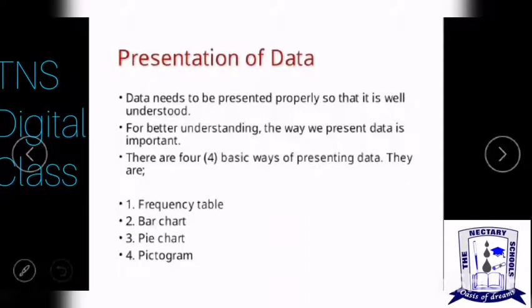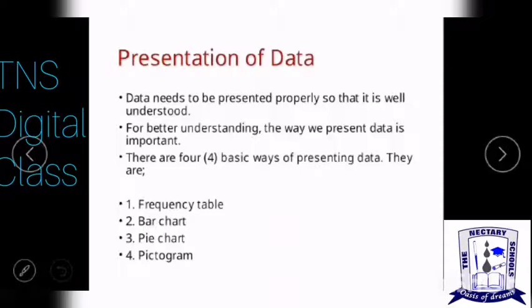Now let's move on. Presentation of data. How exactly do we present information? How do we present data? Data needs to be presented properly so that it is well understood. If you give information that is not properly presented, the person you are giving the information to would not understand you. For better understanding, the way we present data is important.